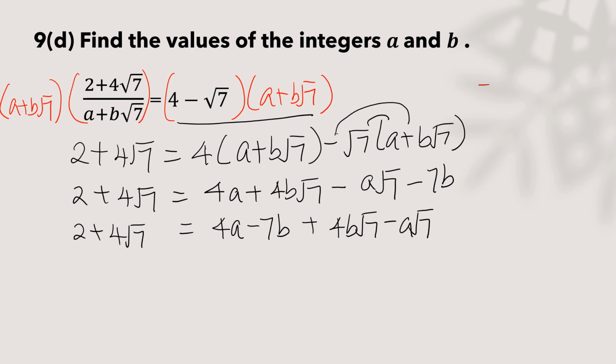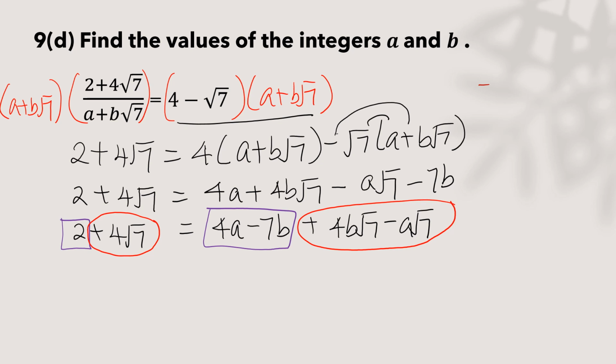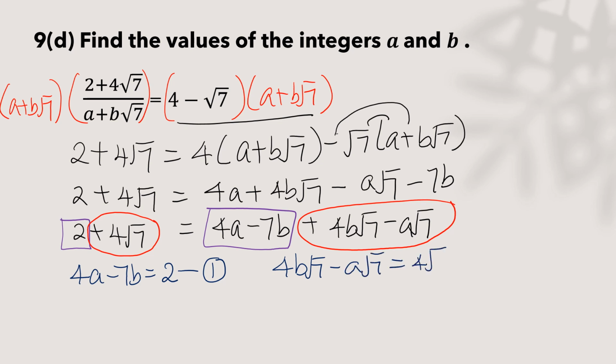Alright, so we're going to do some comparison. Right, so we compare rational number with rational number, and then the surds with surds. Alright, so we will be getting two equations, and I think we need to solve them simultaneously. So the first equation would be 4a minus 7b equals 2. Okay, we're just going to leave it like this, call it equation 1. The second one to be 4b square root 7 minus a square root 7 equals 4 square root 7. Can factorize your square root 7 on the left hand side.